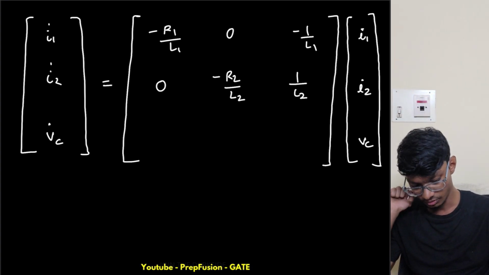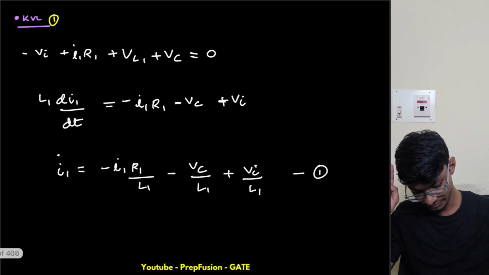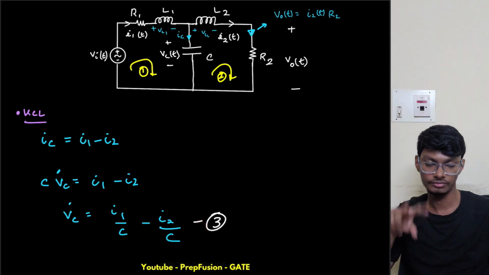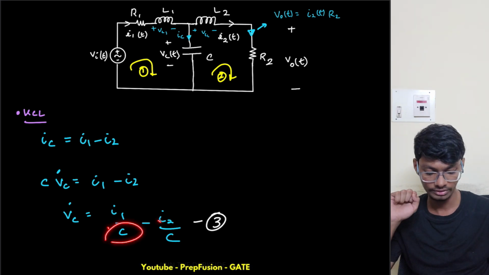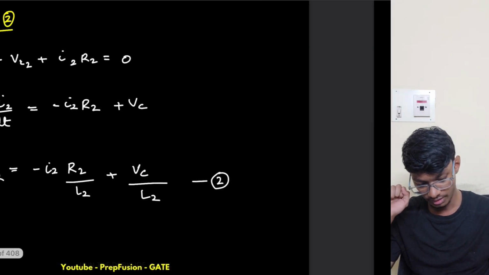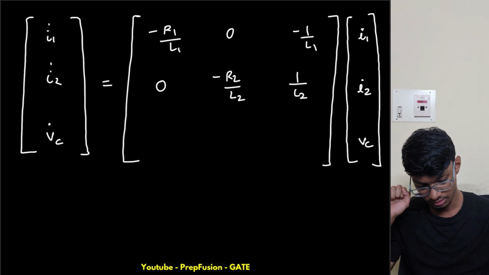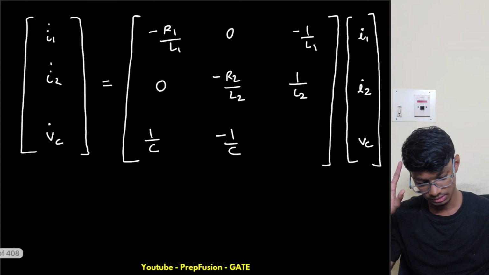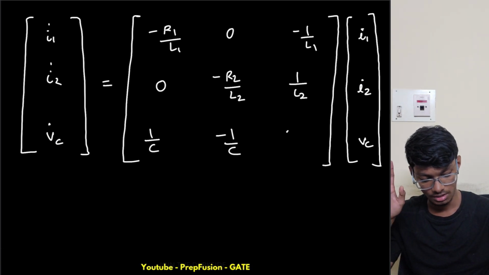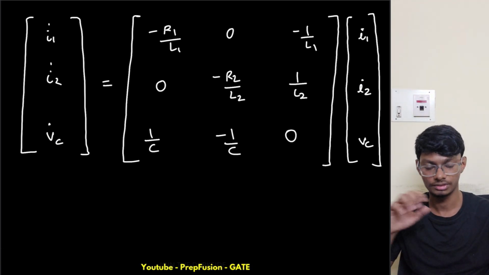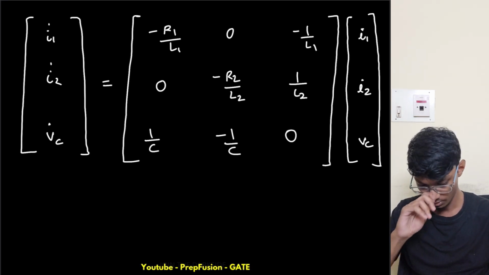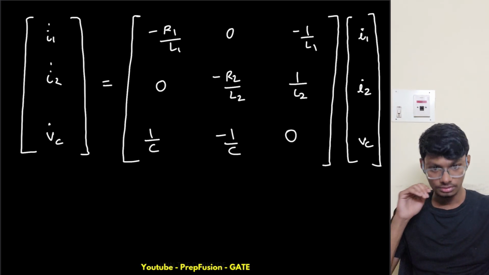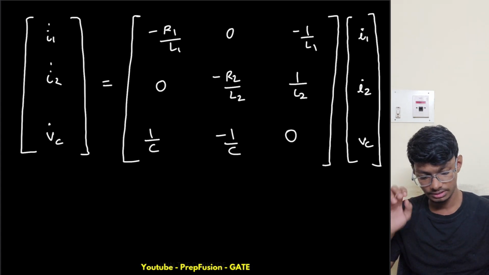Now for VC dot, we have to go to the first page. This is related with I1 and I2, not with C. So this is 1 by C, and this is minus 1 by C, since it was minus I2 by C. This is 0 because it is not related with VC. So this is basically the A matrix.